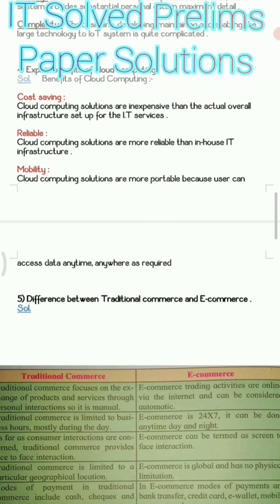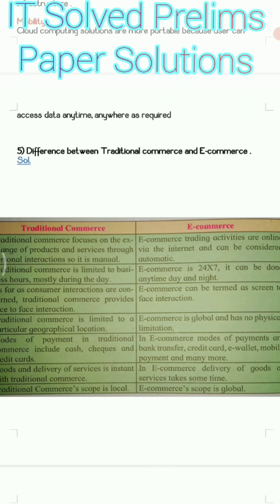Next we have question 4, explain the benefits of cloud computing. So cloud computing nowadays, it is very much boom in the market. So we all know that it is making our work very easy. We can save our data in large amount. So the benefit is what? Cost saving. It is very much reliable, and mobility is another benefit. Next we have difference between traditional commerce and e-commerce. Now this is very much basic difference which you all should know.